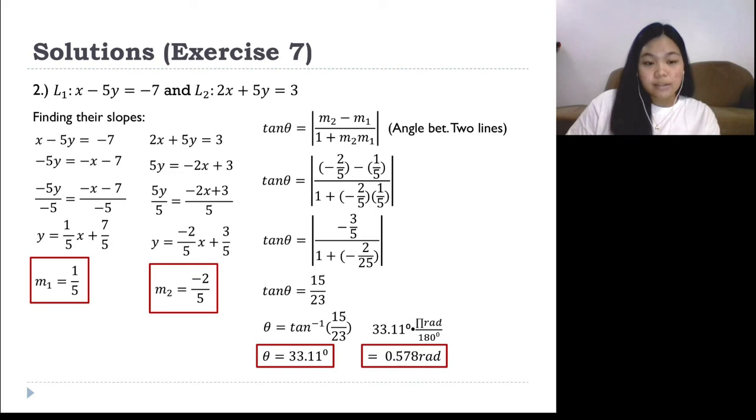Next, number 2, we have lines x minus 5y equals negative 7 and 2x plus 5y equals 3. Same steps: find their slopes by transforming them into slope-intercept form, giving us our first slope to be 1 over 5 and the second slope to be negative 2 over 5. To determine the angle between them, use again the formula. Substitute the values accordingly, giving us tangent theta equals the absolute value of negative 2 over 5 minus 1 over 5 over 1 plus negative 2 over 5 times 1 over 5. Perform the given operations and now we have tangent theta equals 15 over 23. Next is to get its inverse, leading us to have theta equals 33.11 degrees. To get its radian form, multiply it by pi over 180 and the answer is 0.578 rad.